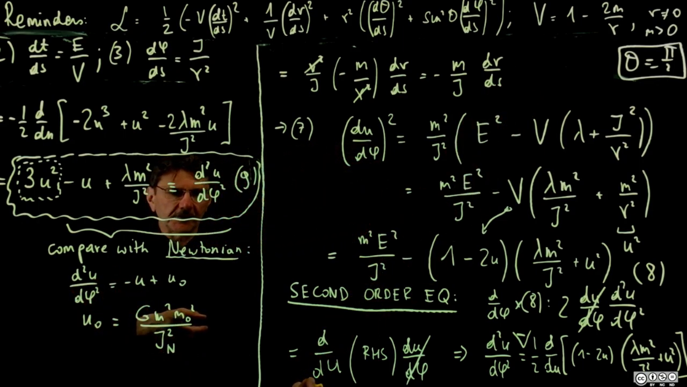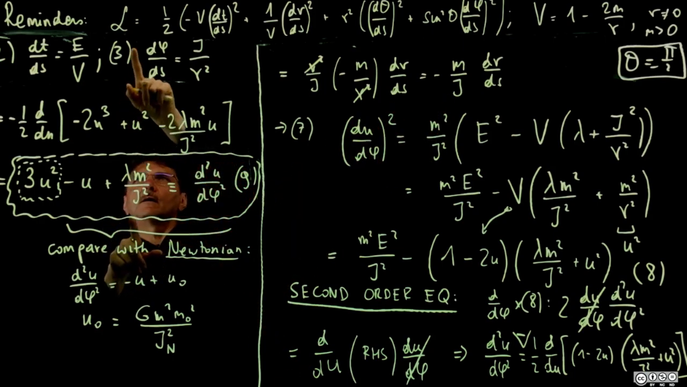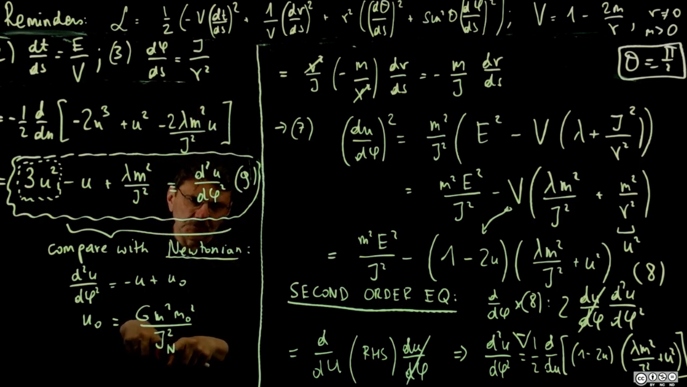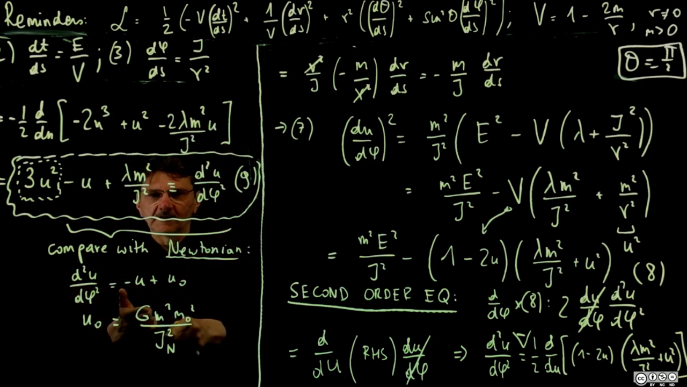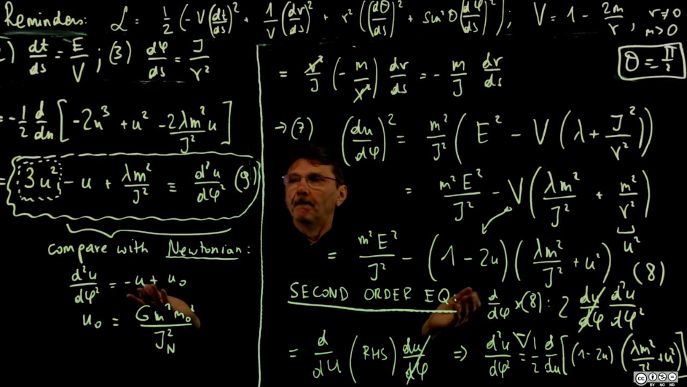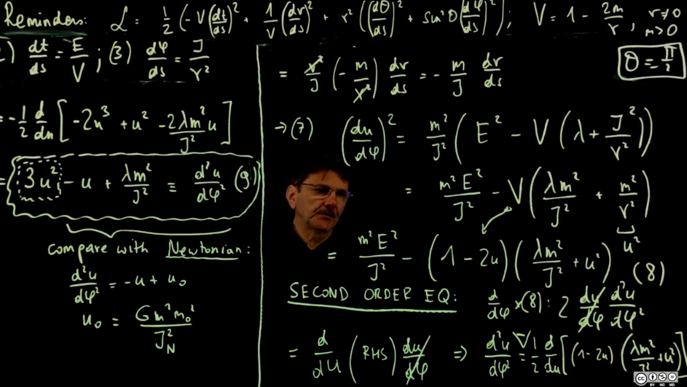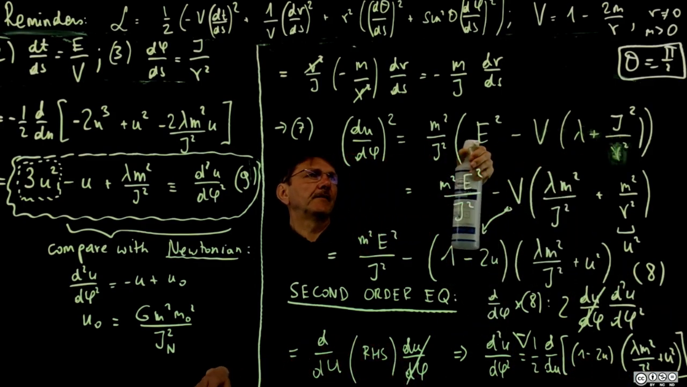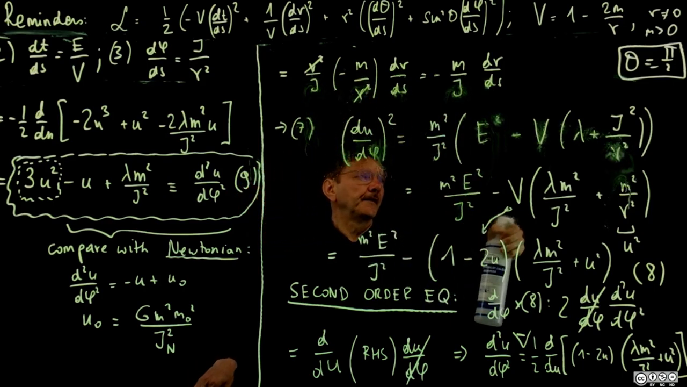Then m naught is the mass of the orbiting object, so here it is 1. M is the mass of the central object, and j is the angular momentum, the relativistic one. The fact that j is constant is the conservation law of angular momentum, in direct correspondence with j Newton. So we have everything we wanted to know about the equations. Now we want to understand the solutions. That's the next thing that we're going to do.